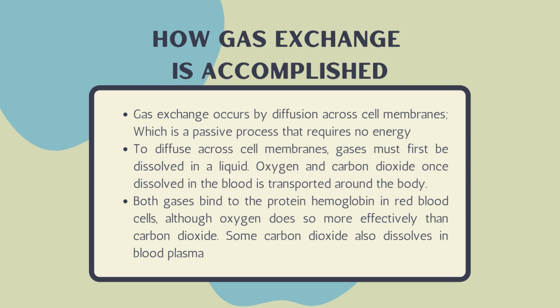Oxygen and carbon dioxide, once dissolved in the blood, are transported around the body. Both of these gases bind to the protein hemoglobin in red blood cells, although oxygen does so more effectively than carbon dioxide. Some carbon dioxide also dissolves in the blood plasma.